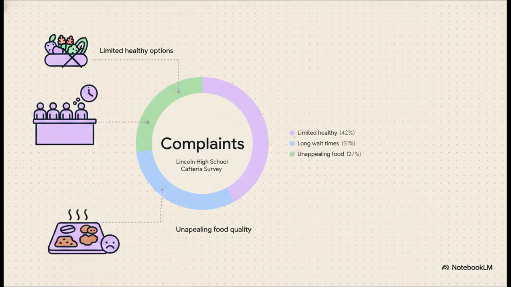And when you have great evidence, you absolutely lead with it. Breaking down that cafeteria survey from Lincoln High School, we can see exactly where the pain points are. 42% cite limited healthy options, 31% are complaining about long wait times, and 27% point to unappealing food quality. This right here is the power of leading with your strongest, most specific evidence. Your opening should literally make the reader think, wow, I had no idea it was that bad.